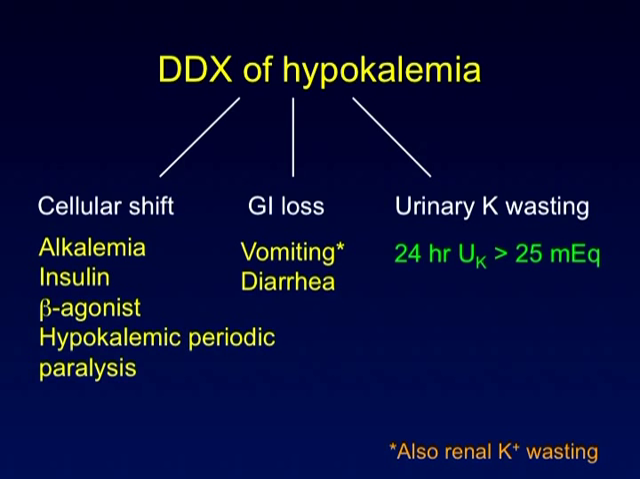In diarrhea, on the other hand, the urine potassium will probably be low because most of the potassium is being lost through the GI tract from the lower GI tract, and the diarrheal fluid is rich in potassium. So that's an important thing to remember there.